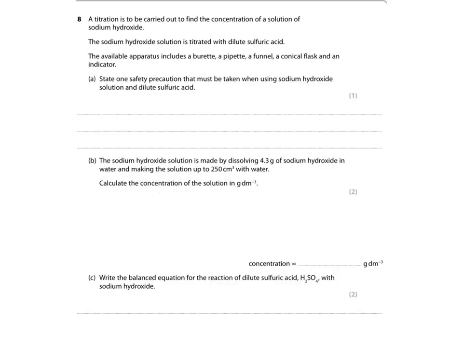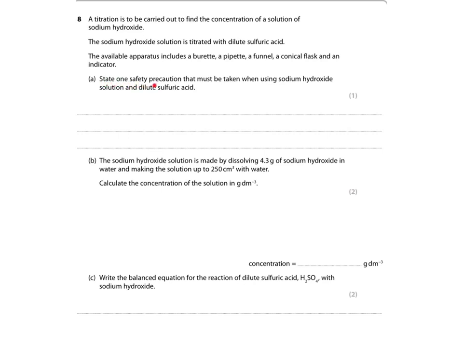A titration is to be carried out to find the concentration of a solution of sodium hydroxide. So a titration is a practical technique used to find out concentrations of an unknown solution, in this case sodium hydroxide. The sodium hydroxide solution is titrated with dilute sulfuric acid. The available apparatus includes a burette, a pipette, a funnel, a conical flask, and an indicator.